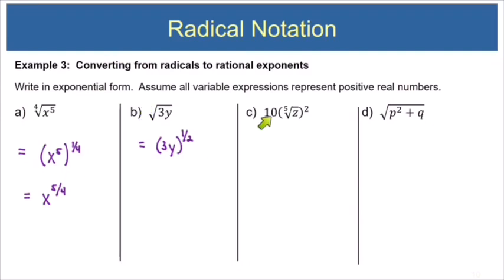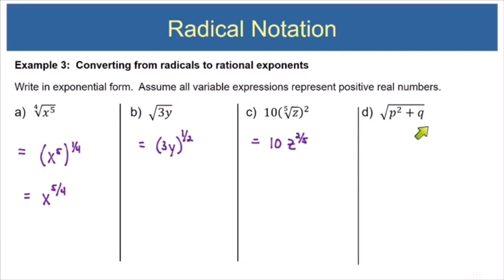In part C, we have 10 times the fifth root of z squared. So in this case, because the 10 is outside the parentheses, the only thing that this 2 is affecting is this radical inside. And you know that the 5 here is going to become the denominator of our exponent. So this is going to be 10 times z to the 2/5 power.